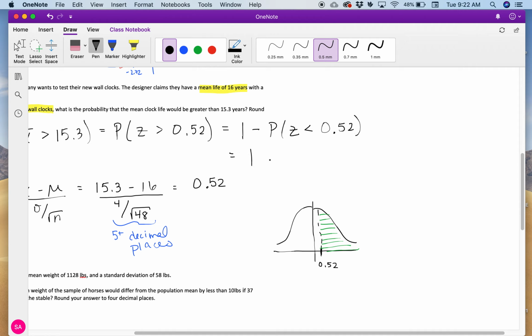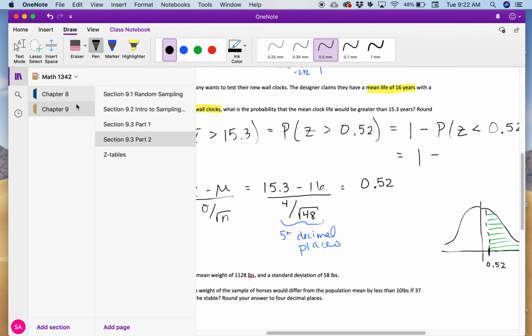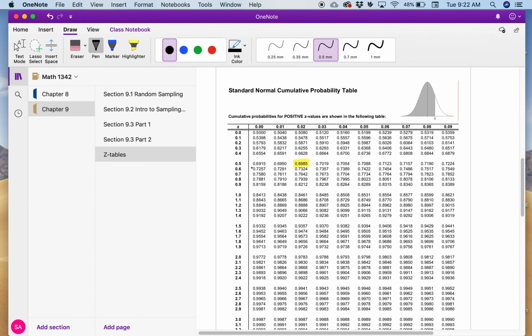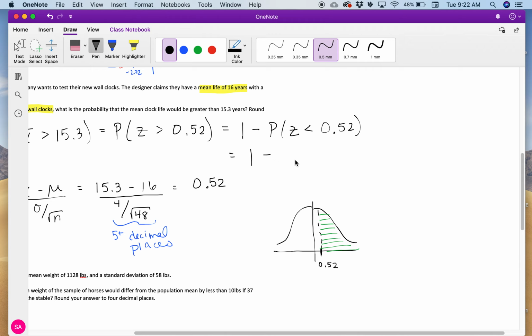Okay, z table it up. 0.52. Oh, I already have it highlighted. Why, you ask? Because this is the second time I'm making this video, because that happens. Anyway, 0.52, look for it, and we end up at 0.6985. So 0.6985, do that subtraction, and you end up with 0.3015.